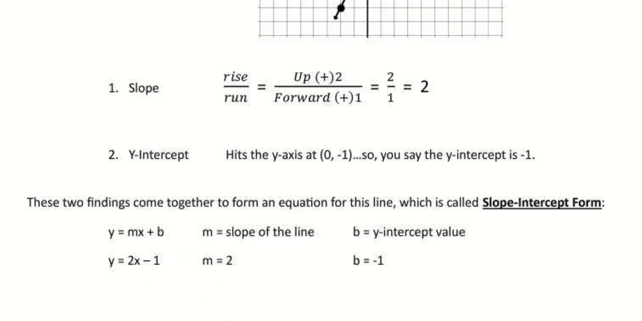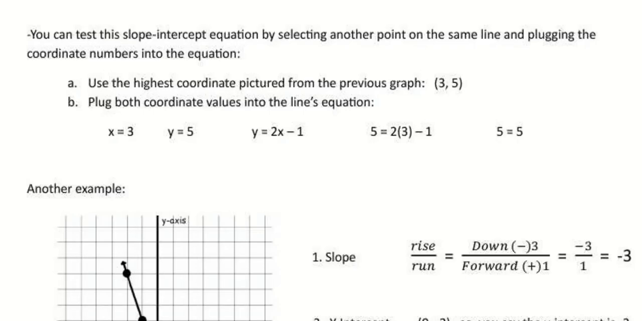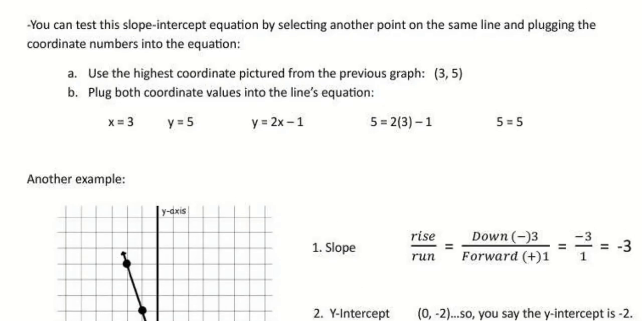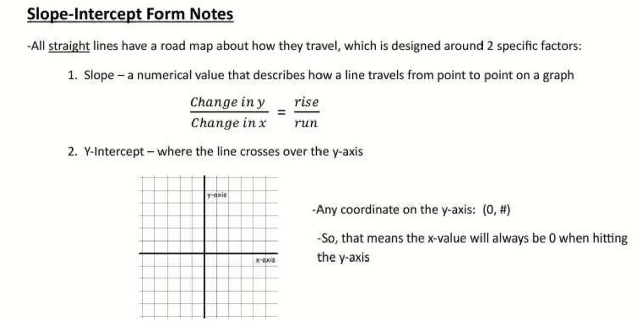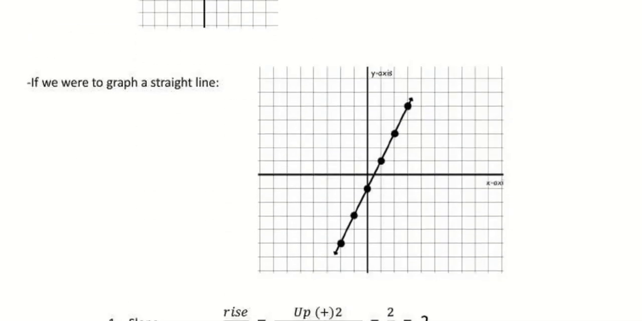Now, if you want to flip over to the next page, a cool thing about this is that once I have my equation of a line, I can find any coordinate off of that line and mathematically test it in the equation to see if it works. All right, so what I'm doing is going back to your example on the first page and taking that top coordinate. That top coordinate is at 3, 5. So I'm going to take that coordinate, which is an x and y value.